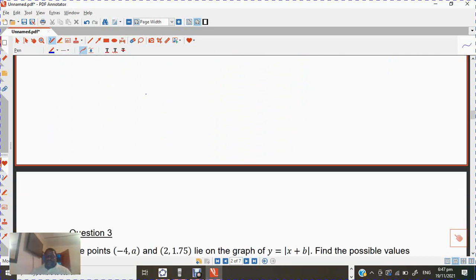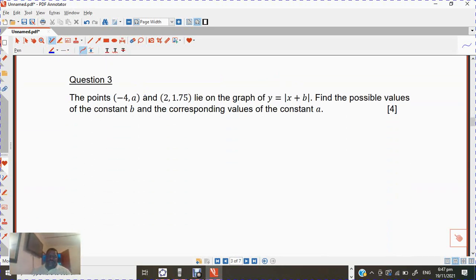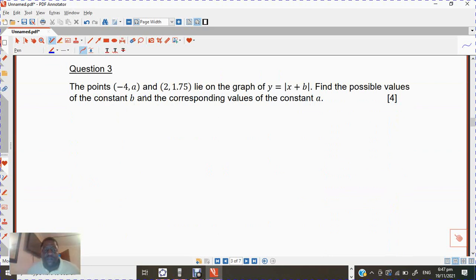Okay, let's continue. I have a question 3 here. It's quite involved. It says the points negative 4 comma a and 2 comma 1.75 lie on the graph of y equals the absolute value of x plus b. Find the possible values of the constant b and the corresponding values of the constant a.